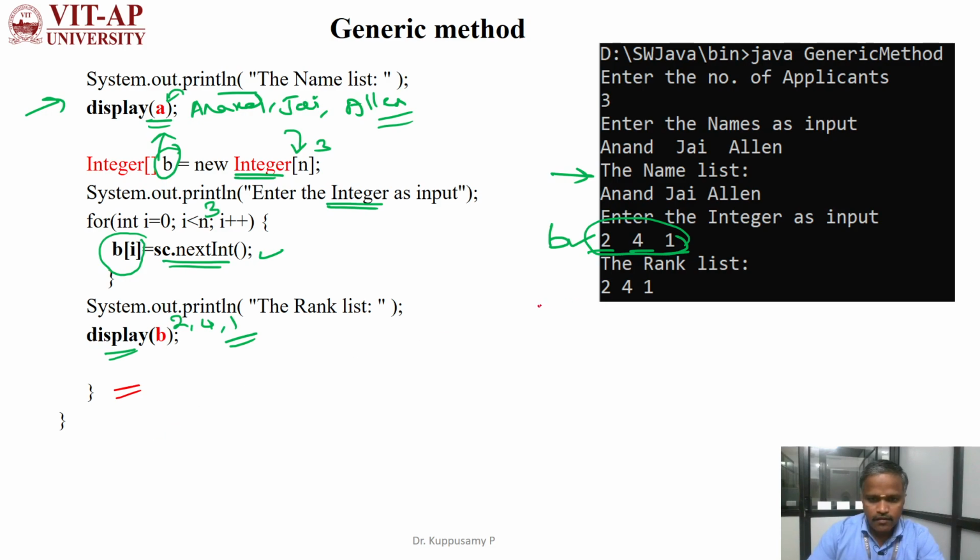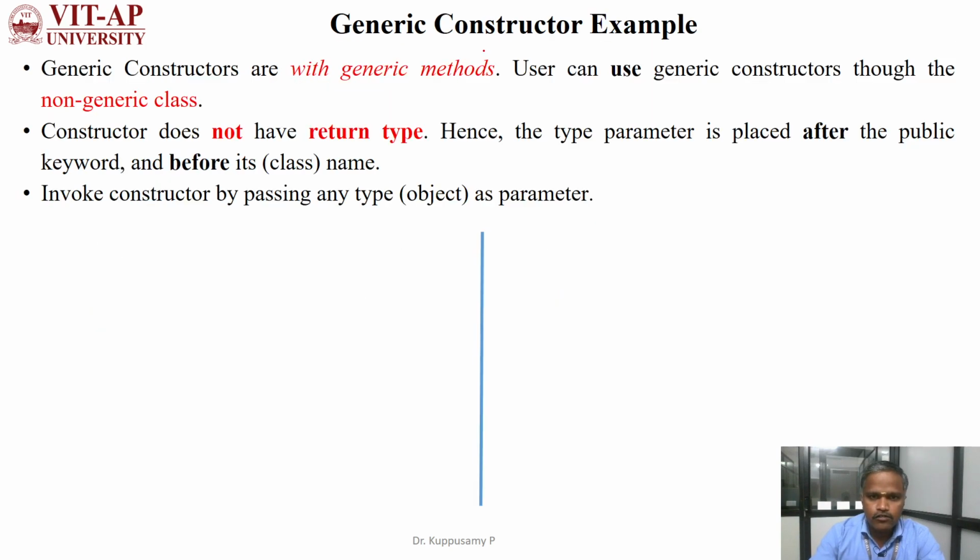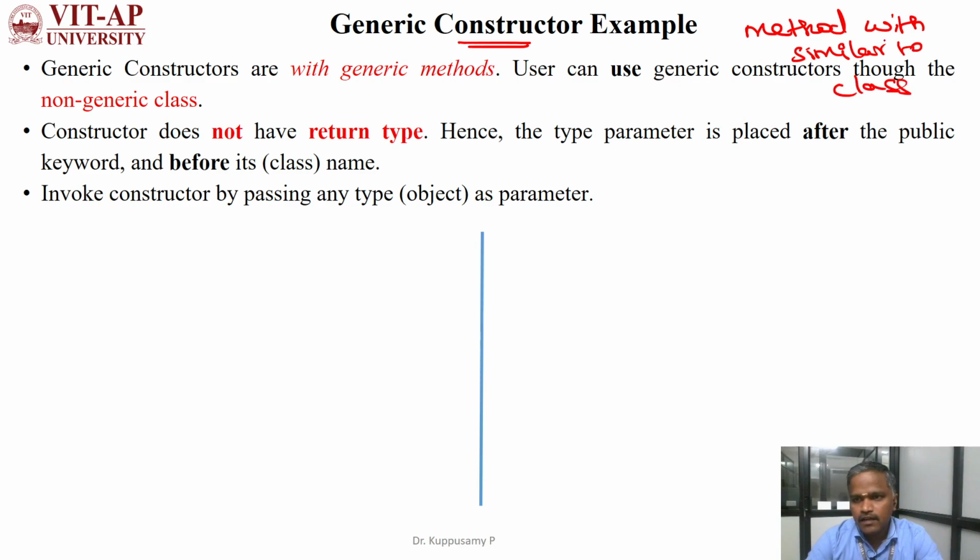So like this we can use the generic method to carry any data type parameters, depending upon the context. That is the usage of generic method in a Java program. Now we are going to see generic constructor. A constructor is also a method, but the method has a name similar to the class name. That is the constructor procedure.